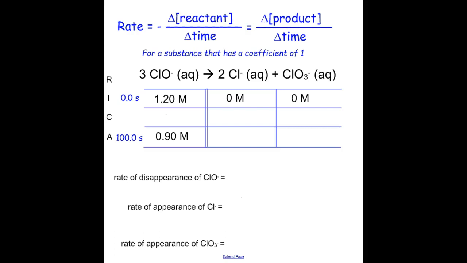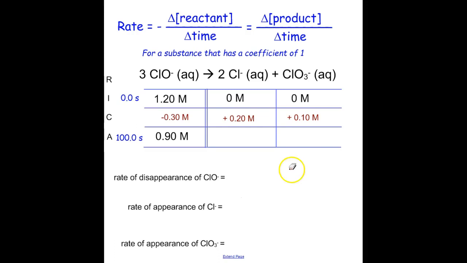So let's take a look at this reaction. I have 3 hypochlorites breaking down into 2 chloride ions and a chlorate ion. And I'm going to set up a little chart like the charts we've seen before. And I know that at time 0, I have 0.12 molar. And after 100 seconds, I have 0.9 molar. So I can calculate my change. And based on stoichiometry, that's also the change. I can calculate the change for the other two.